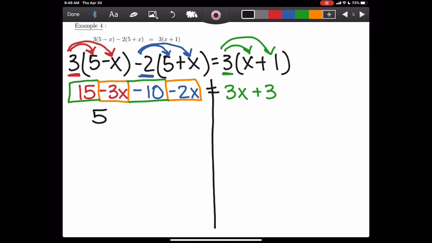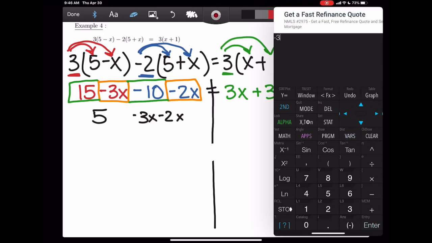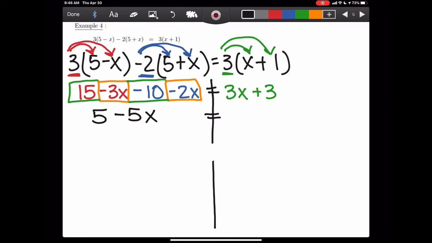And then negative 3x minus 2x will give you, well, let's go to our calculator if you don't know. Negative 3 minus 2 will give you a negative 5x. There's no need to put the x in the calculator. Just put the numbers. But whenever you write your answer, you cannot leave the x off. So that will give you minus 5x will be equal to, and let's see, do we have any like terms on this side of the equal sign? We don't. We just have 3x plus 3.